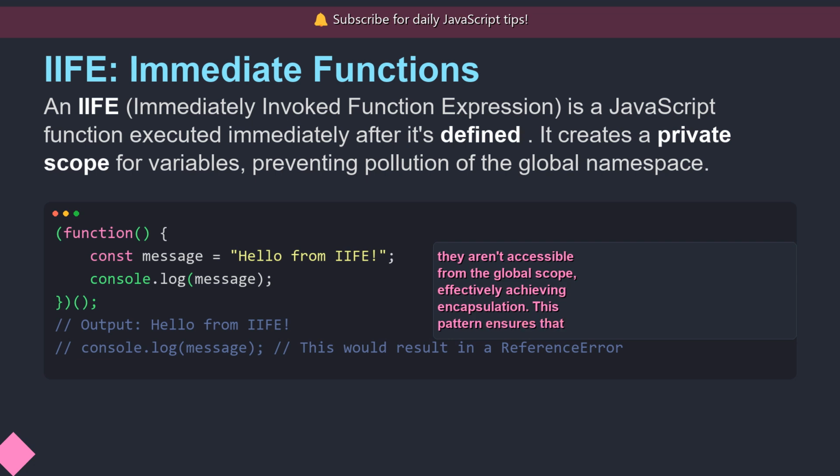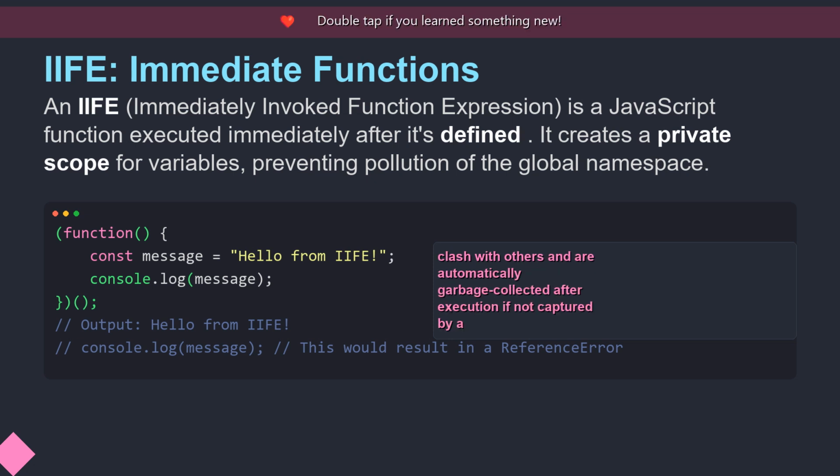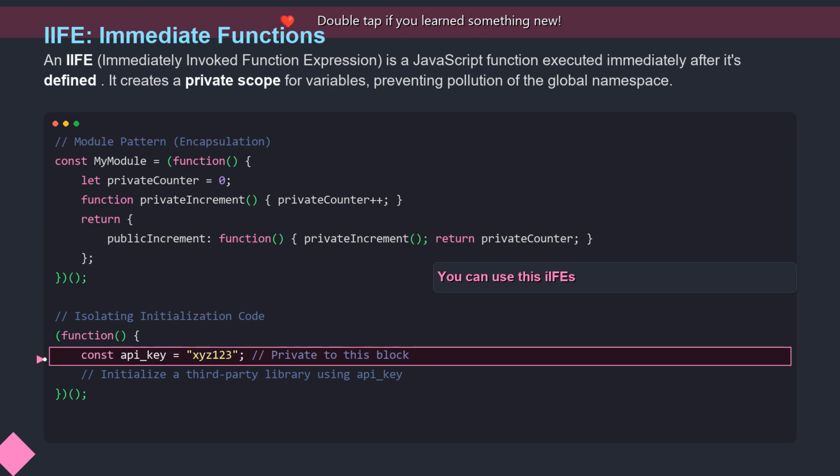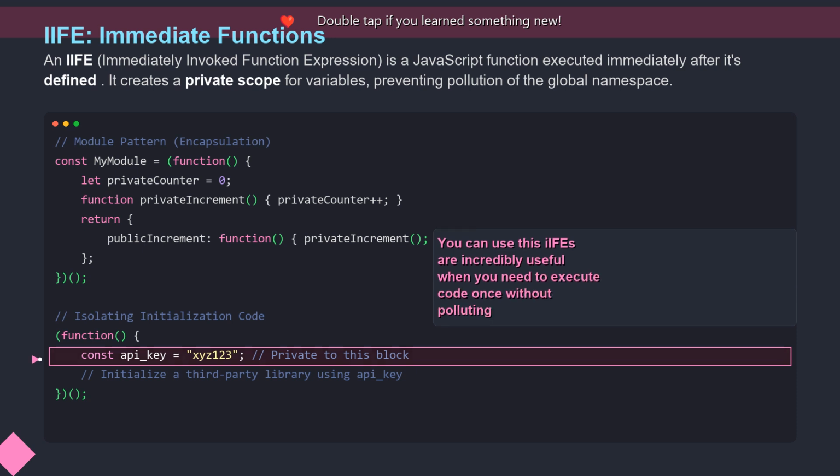This pattern ensures that your internal variables don't clash with others and are automatically garbage collected after execution if not captured by a closure. IIFEs are incredibly useful when you need to execute code once without polluting the global scope, such as during initialization scripts. They are foundational for implementing the module pattern, allowing you to define private variables and expose a public interface. You'll also see them used extensively in libraries to wrap their entire codebase, ensuring their internal workings don't conflict with other scripts on the page.